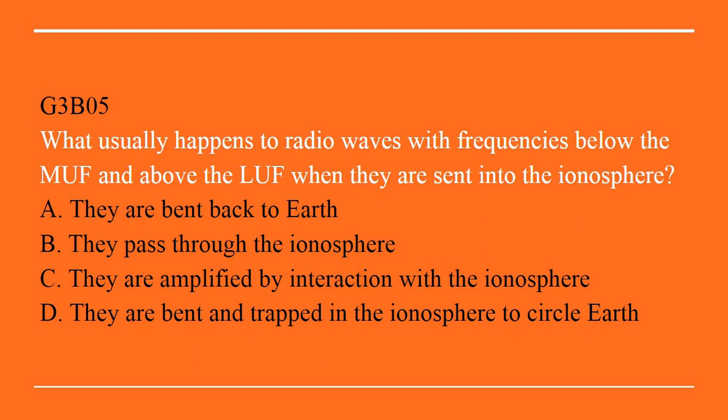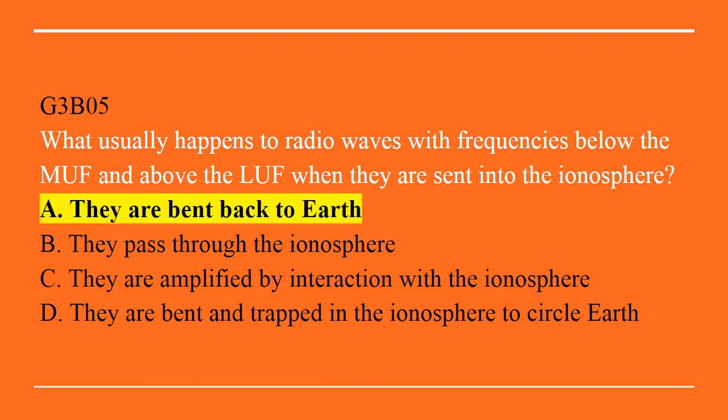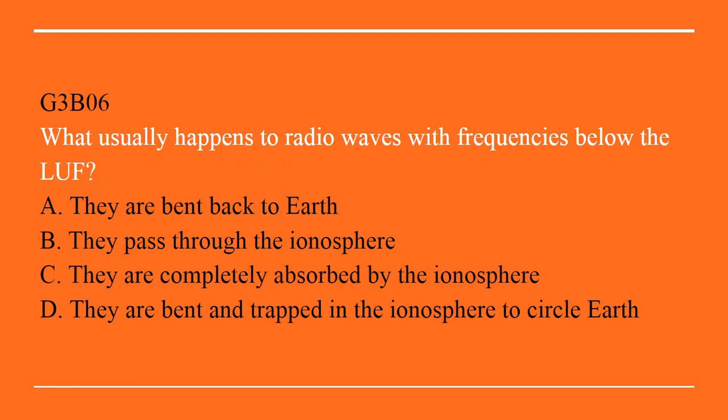G3B05 says, what usually happens to radio waves with frequencies below the maximum usable frequency and above the lowest usable frequency when they are sent into the ionosphere? A. They are bent back to Earth. B. They pass through the ionosphere. C. They are amplified by interaction with the ionosphere. Or D. They are bent and trapped in the ionosphere to circle the Earth. Correct answer A. They are bent back to Earth.